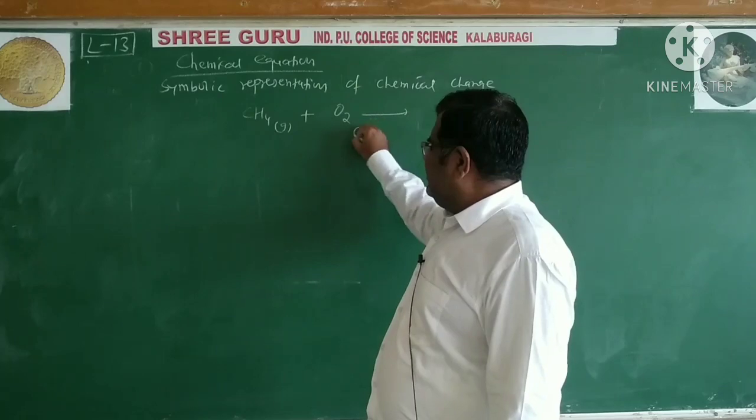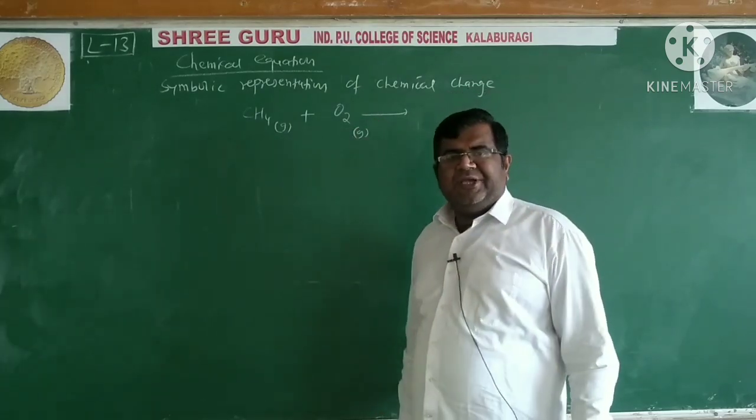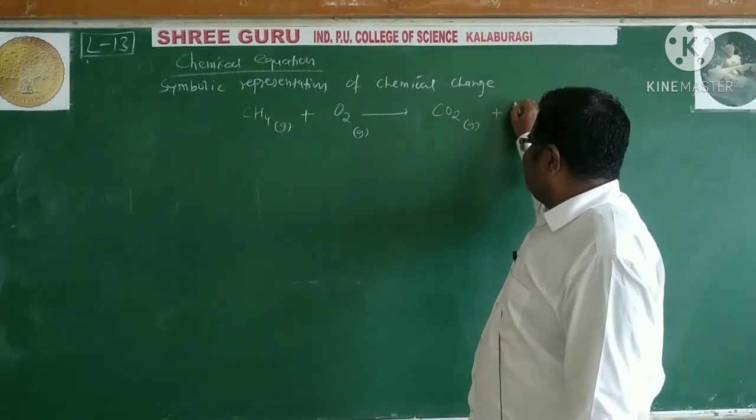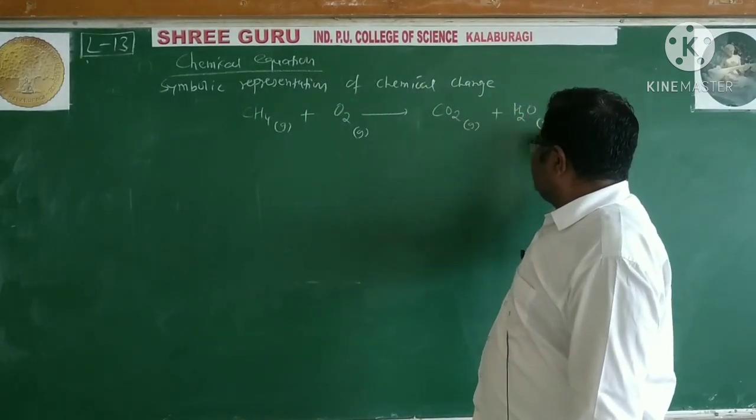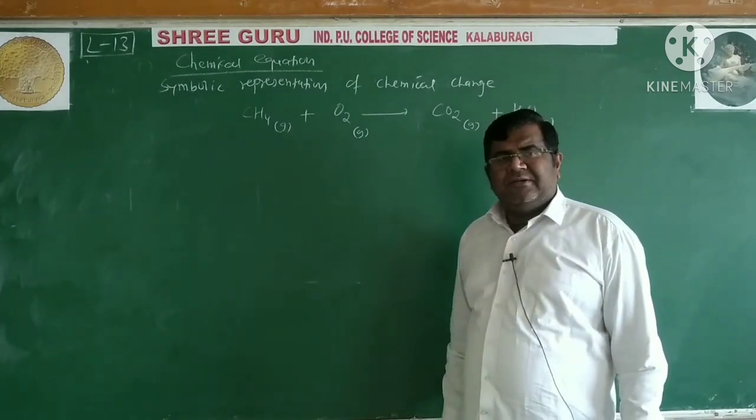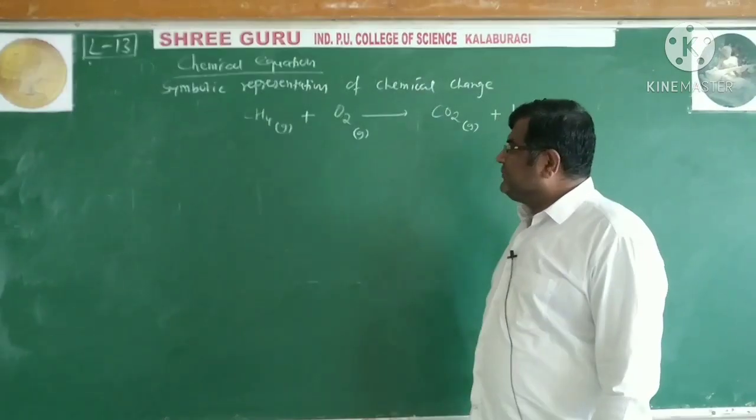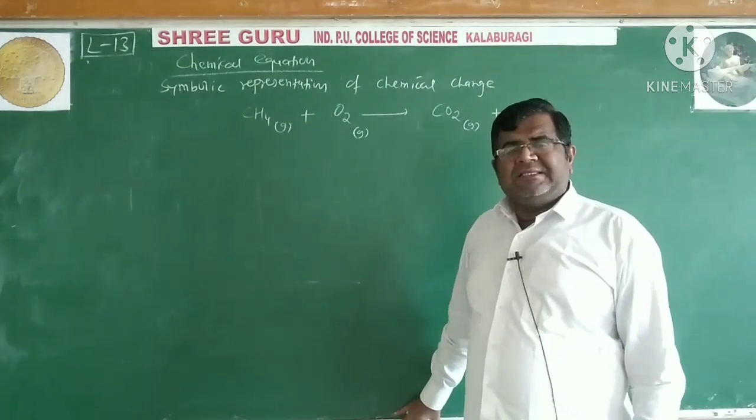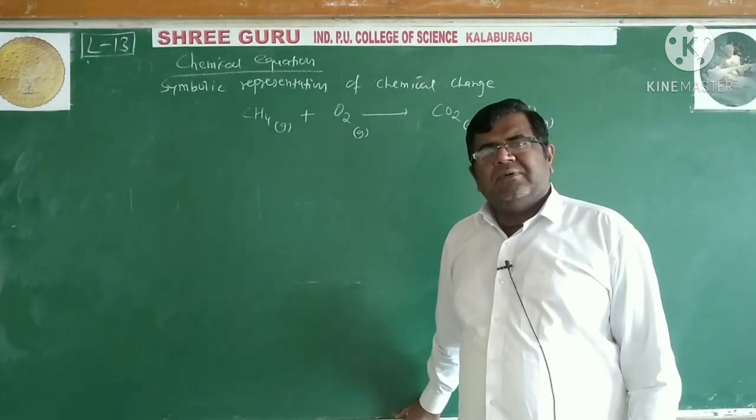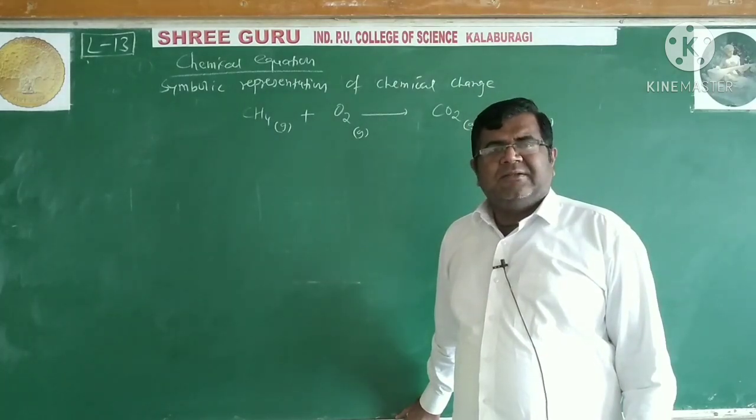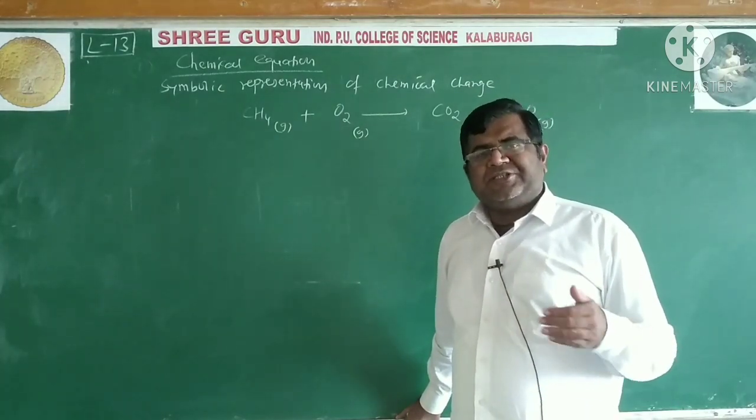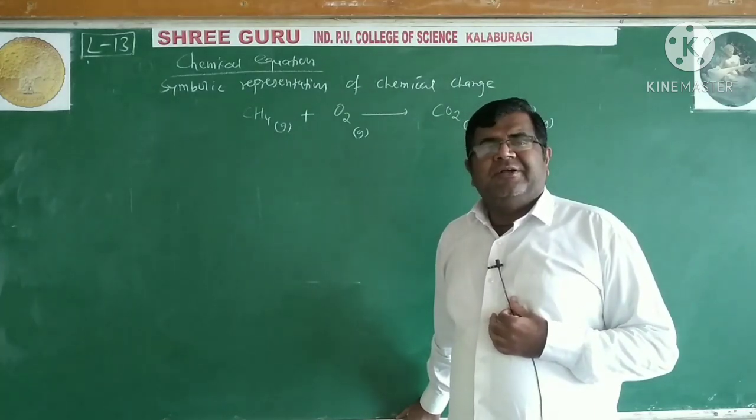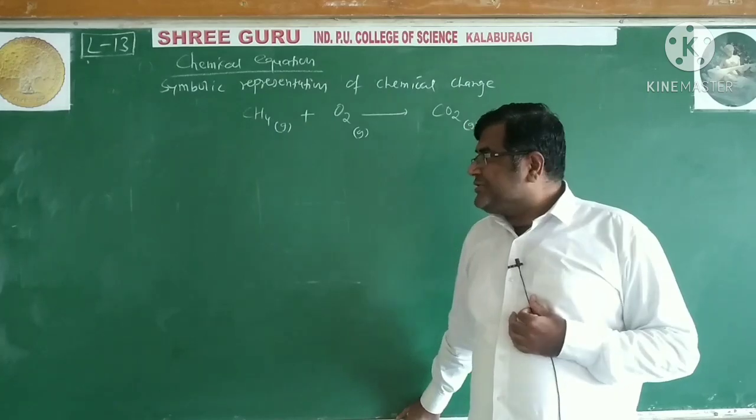When it is combusted, reacted with oxygen, we get carbon dioxide. H2O also in gas state because a large amount of heat is released, so water vapor we get. This is the equation before us, but this should be balanced according to the law of conservation of mass, which states that total mass of reactants is equal to total mass of products. Mass cannot be created, cannot be destroyed in a chemical reaction.